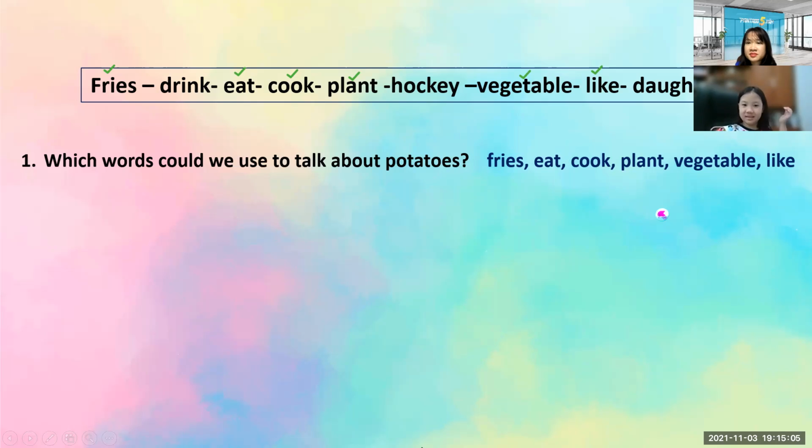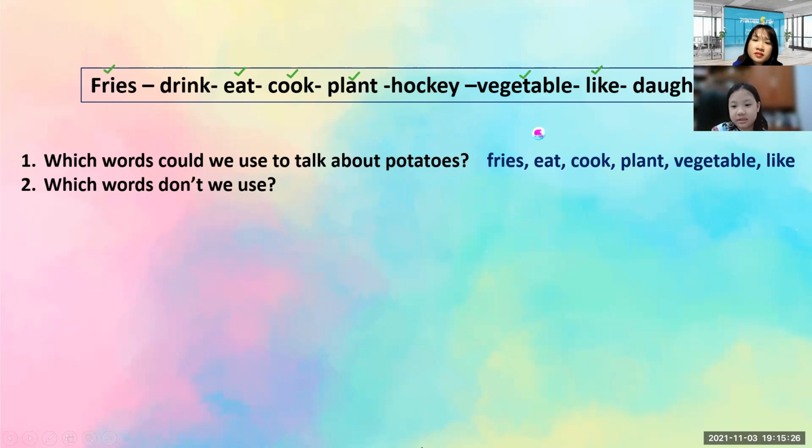So which words don't we use? Just say it. We don't use hockey and daughter. You have to say it in a full sentence. We don't use hockey, daughter, and drink.